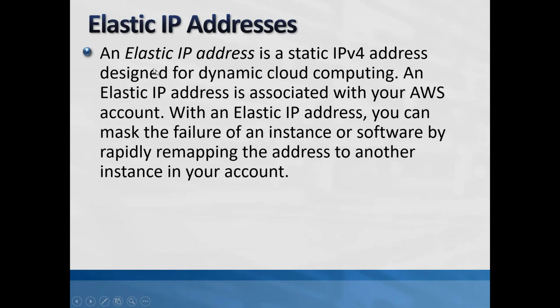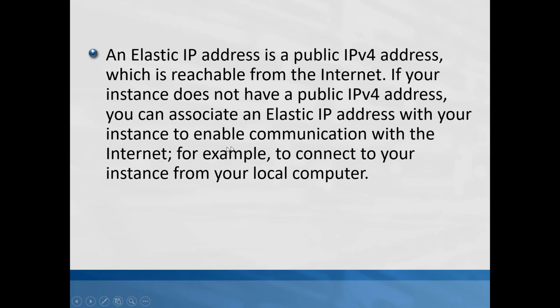So what are elastic IP addresses? An elastic IP address is a static IPv4 address designed for dynamic cloud computing. An elastic IP address is associated with your AWS account. With an elastic IP address, you can mask the failure of an instance or software by rapidly remapping the address to another instance in your account. So if you have 2 instances and one instance fails which had an elastic IP address, this elastic IP address will be automatically connected to the second instance which is surviving from that failure. So that's how it works.